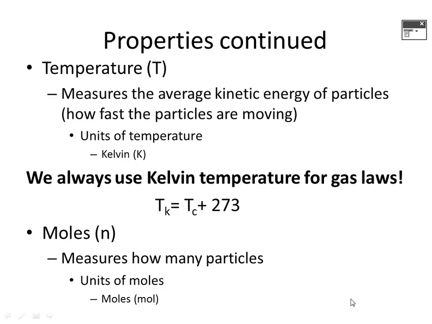The next property we're going to discuss is temperature. Temperature really measures the average kinetic energy of particles. Anyone know what kinetic energy measures? The energy associated with movement. So it's essentially how fast particles are moving. If you're at a high temperature, your particles are moving faster on average than if they were at a low temperature.